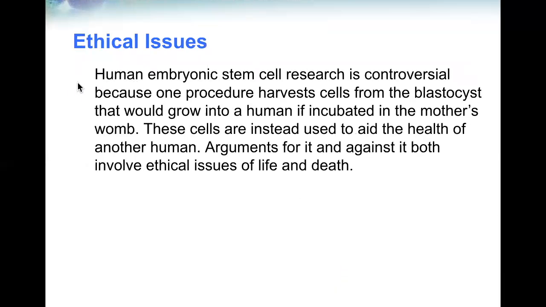Human embryonic stem cell research is controversial because one procedure harvests cells from the blastocysts or earlier that would grow into a human if incubated in the mother's womb. These cells are instead used to aid the health of another human. Arguments for it and against it both involve ethical issues of life and death.